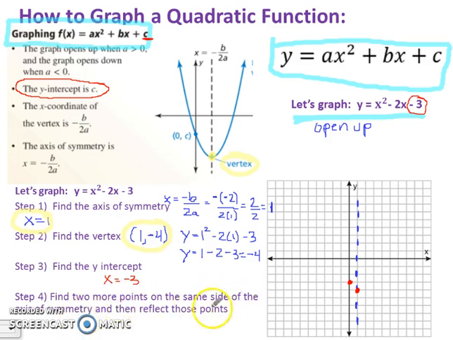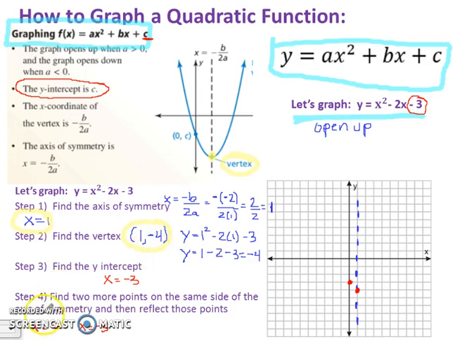Then we need to find 2 more points on the same side of the axis of symmetry, and then we'll reflect those points. So I'm going to choose points to the left of my axis of symmetry. I'll plug in x equals negative 2 and x equals negative 3. I'm going to plug those values each one at a time into my quadratic function over here and get the corresponding y values. I'm going to do this on my own. I'm running out of time and I don't want the recording to go over.